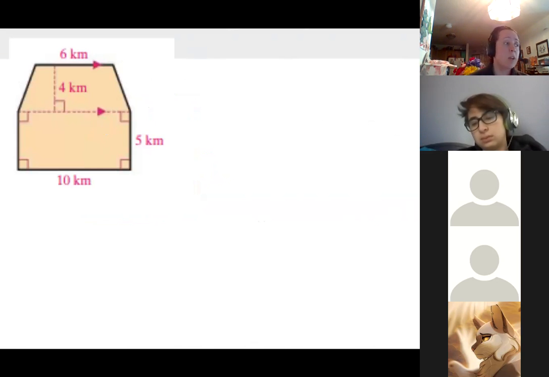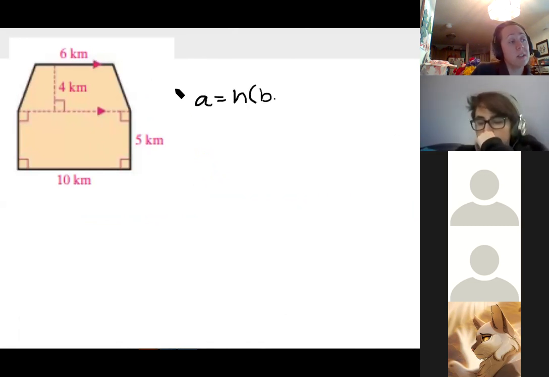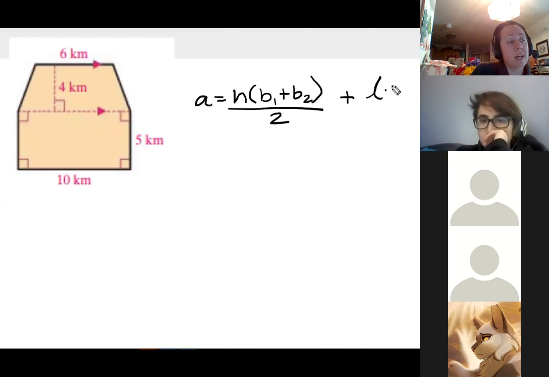So for this one, what 2 figures is this figure? What do you guys think? What 2 figures do I have there? Yeah, it's a rectangle and a trapezoid. Sometimes it helps to write the formulas down, if they're a little bit less known. Remember, the area of a trapezoid, you multiply the height times the 2 bases added together, and then divide by 2. And then the rectangle is just length times width.